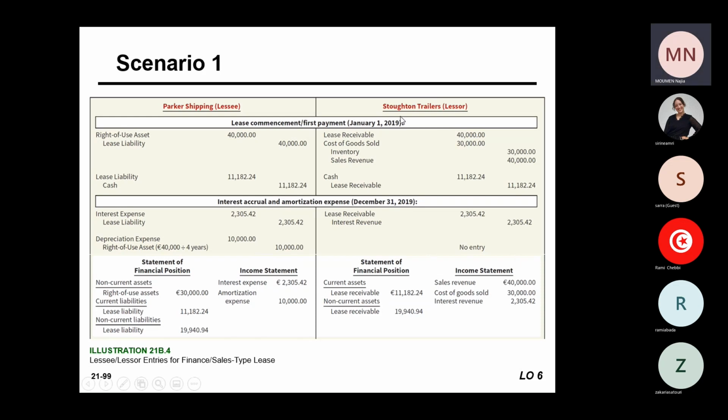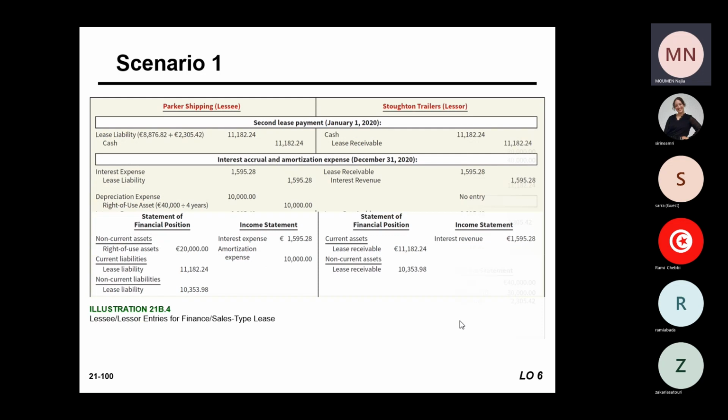For the lessor, you will find the lease receivable, which is just the flip side of the accounting for the lessor. So instead of the lease liability in the current liability, you'll find the current asset, the lease receivable, and the remaining will be the non-current asset lease receivable, for more than 1 year. For the income statement, you will find the sales revenue, the cost of goods sold, and your interest revenue to be accounted for in the first section.